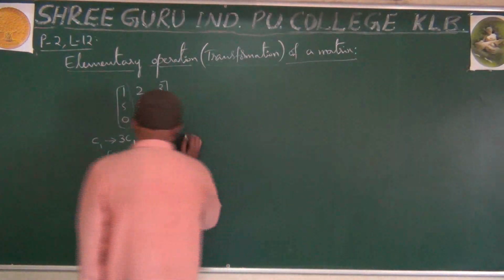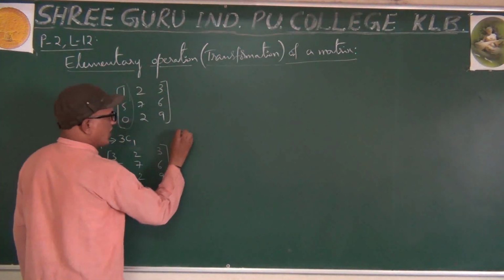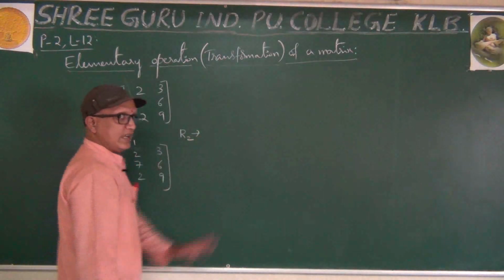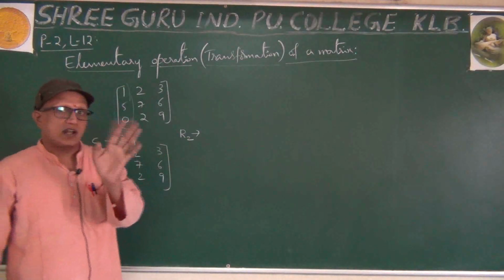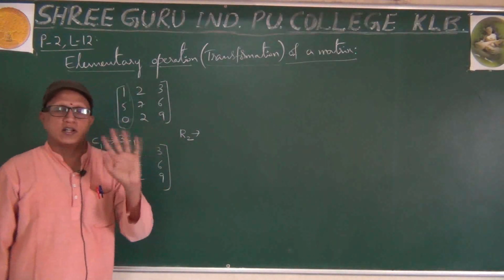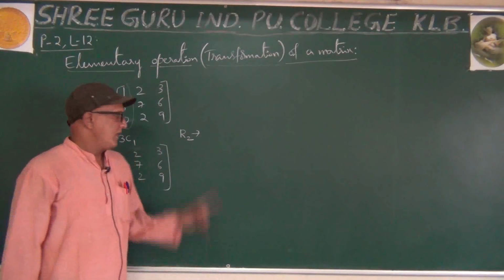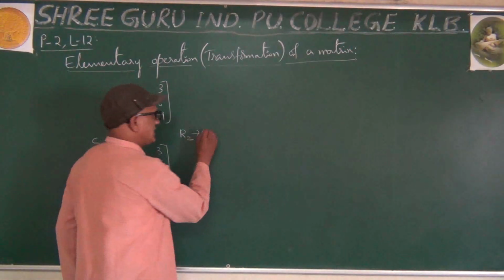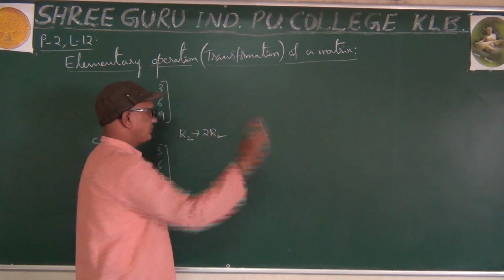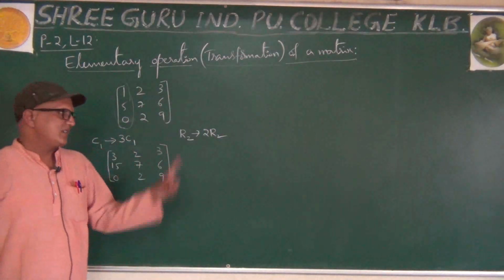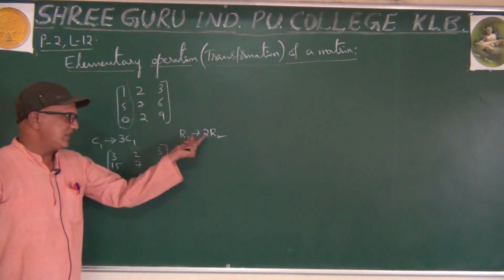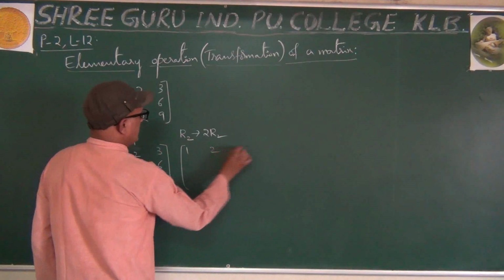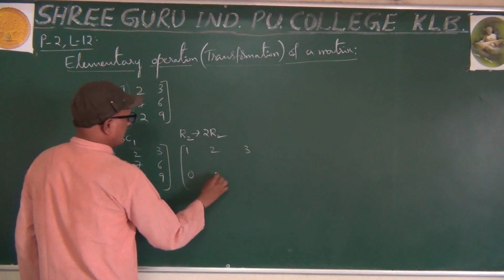The same goes for the row operation. You want to multiply, not add, not subtract. Only multiplication is possible. You want to change the second row like this. The first row will be as it is, and the third row will be as it is.